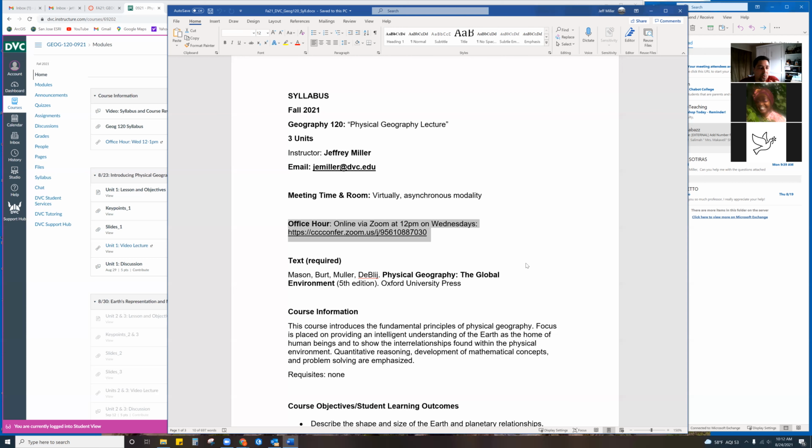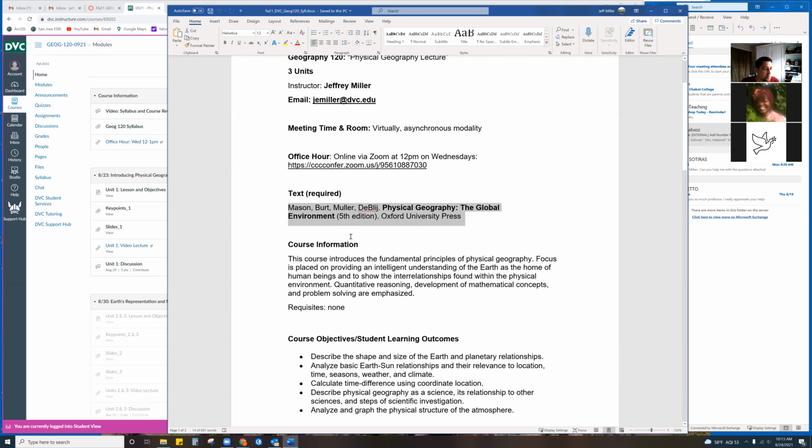Great. Okay, so let's keep going. We are going to be using a textbook called Physical Geography: The Global Environment. There are 4 authors. If you just look up the first one, it should show up, but this is the 5th edition. Let's see, actually, I'll show you what a copy looks like right now.